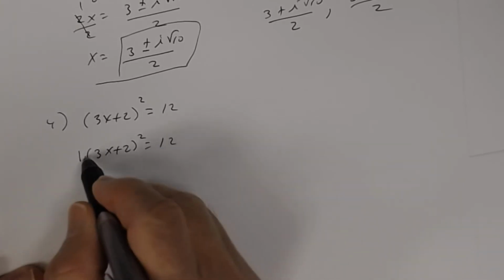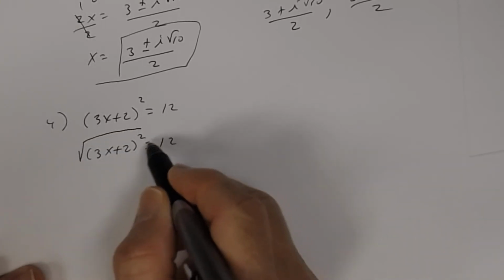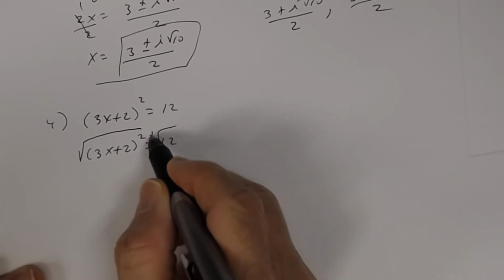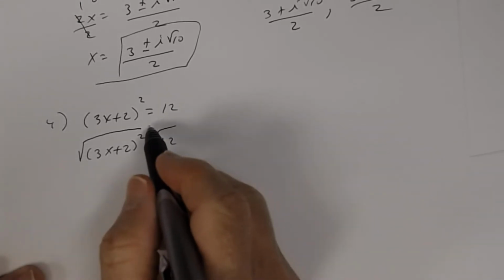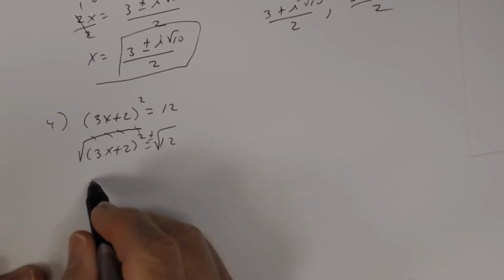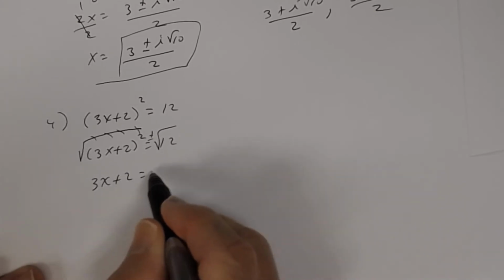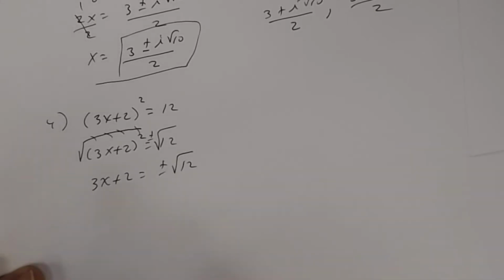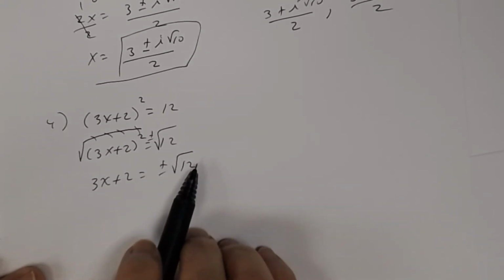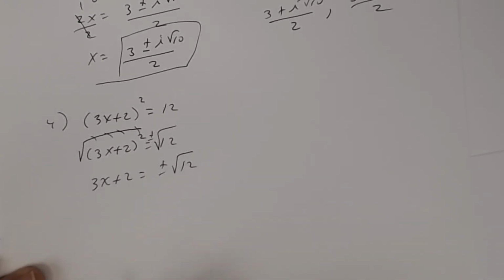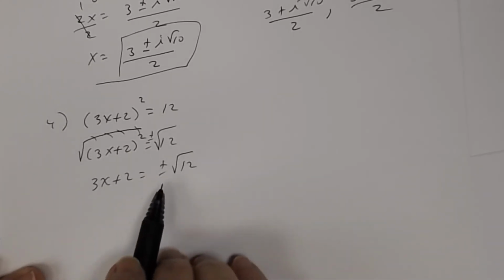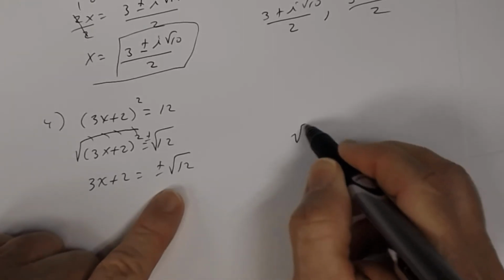So right now I'm squaring. The opposite of squaring is square root. But what you do to one side, remember you do to the other. And don't forget the plus or minus. And so the square and the square root undo each other. So I get 3x plus 2 equals plus or minus the square root of 12. Now this time, notice there's no negative here, so don't put an i. There's no i.